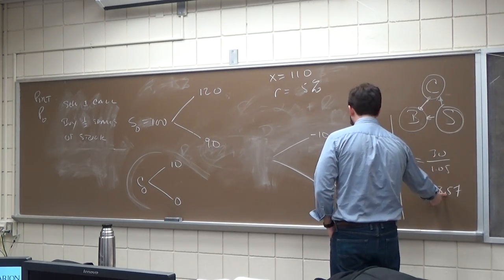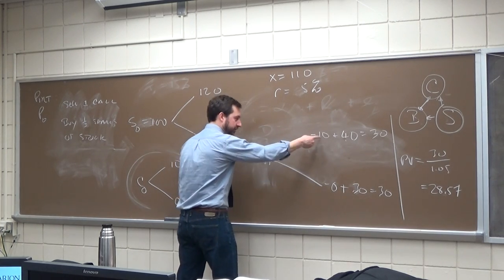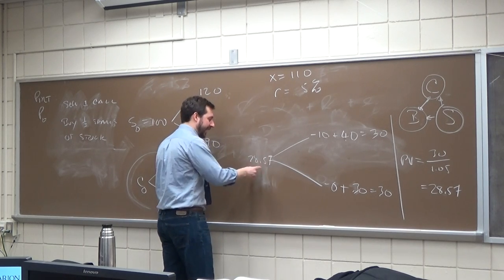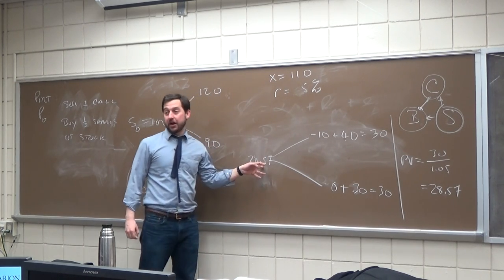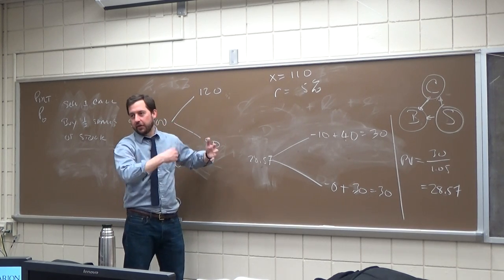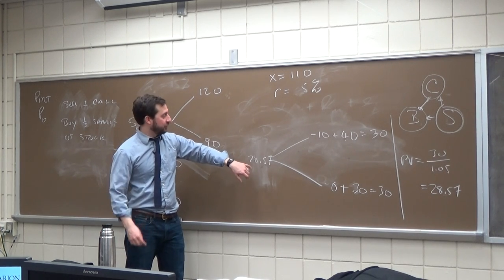All right, so it's worth 28.57. The idea here is that because this is risk-free, upstate, downstate, it earns $30, then this has to be worth 28.57. And again, this is by arbitrage. If it was worth something different, we could arbitrage. Everything here is by arbitrage. The next step is to show that if it's not this, I can make free money. Yeah, that'll be the next one.